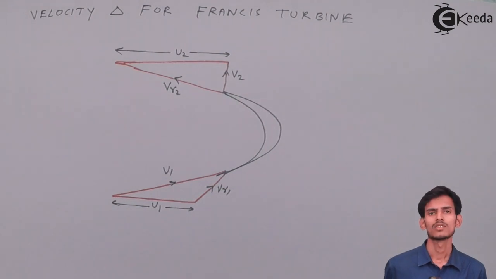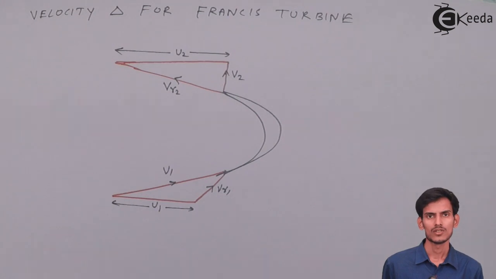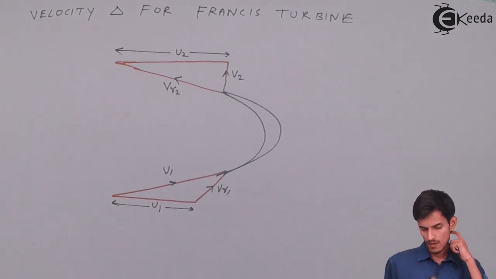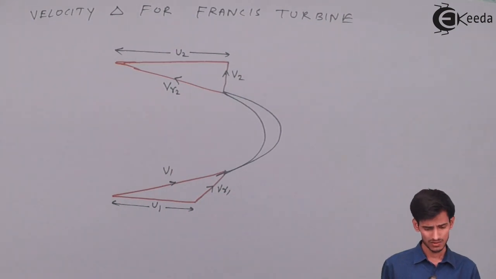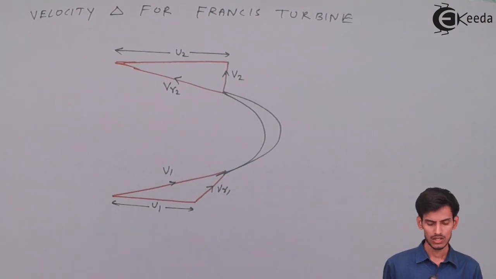V1 is the inlet velocity, absolute velocity at inlet. VR1 is the relative velocity at inlet. U1 is the blade velocity at the inlet side. VR2 is the relative velocity at the outlet. V2 is the outlet velocity, absolute outlet velocity. U2 is the blade velocity at outlet. So after seeing the velocities, we'll see the angles now.